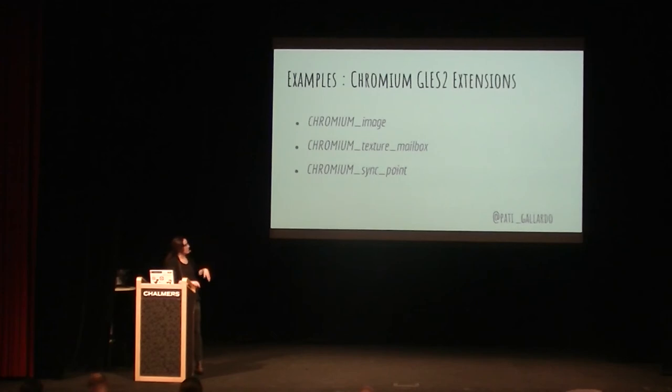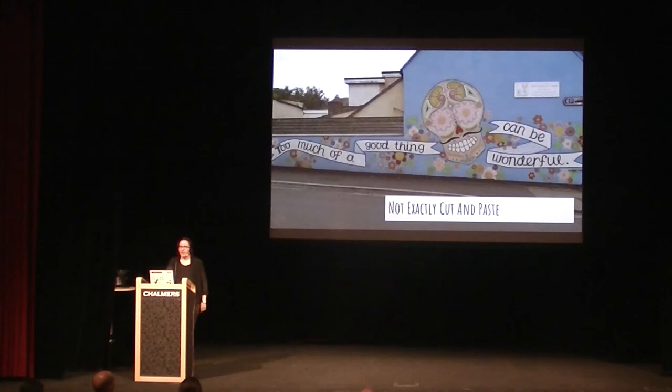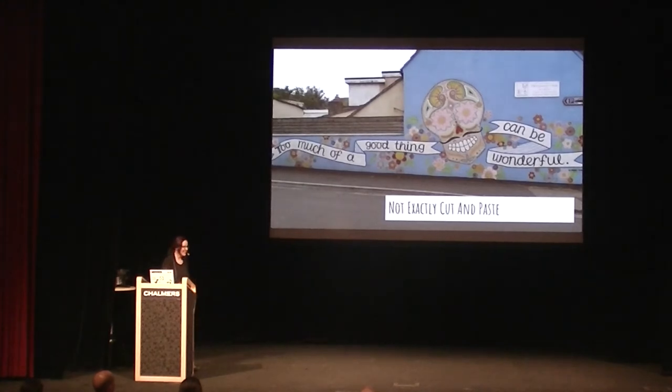So you have a Chromium underscore. So can I use this? Because that's kind of the idea. If you want to have this kind of architecture, is this something that you can just grab and use in your project? No. Not the way it is, at least.